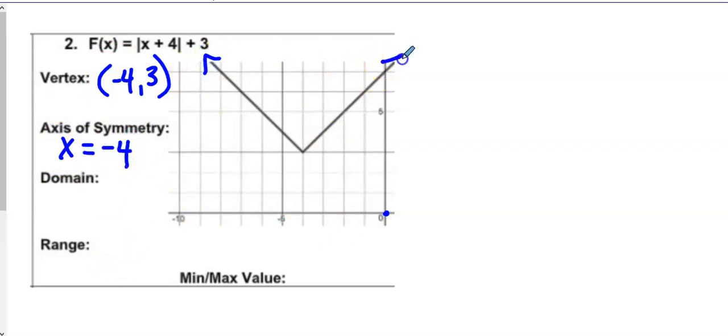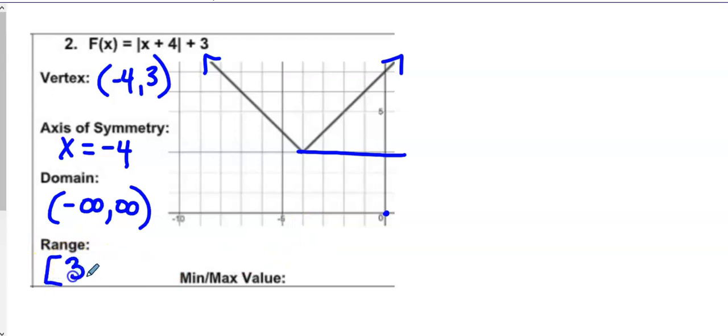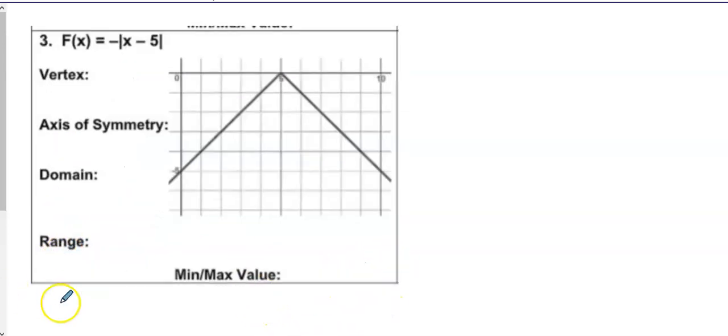Domain, let's draw our arrows. Drives me crazy not to see them. The domain, all real numbers, always all real numbers for absolute value functions. Range, where does it cross the y-axis? Crosses the y-axis at 3. So the range starts at 3 and goes up to positive infinity. It has a minimum, and the minimum always matches that number. The minimum is 3.